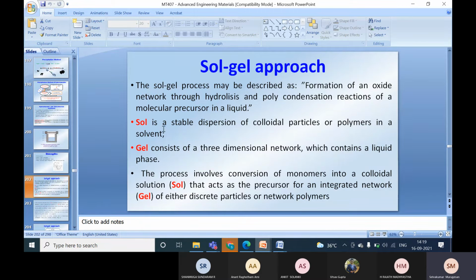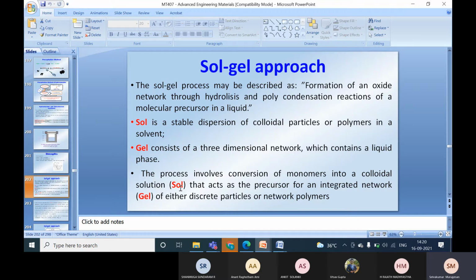So sol is a stable dispersion of colloidal particles or polymers in a solvent. And gel means it consists of a three-dimensional network which contains a liquid phase. So what do we usually do in the sol-gel process? The process involves conversion of monomers, or organic molecules, into colloidal solutions.